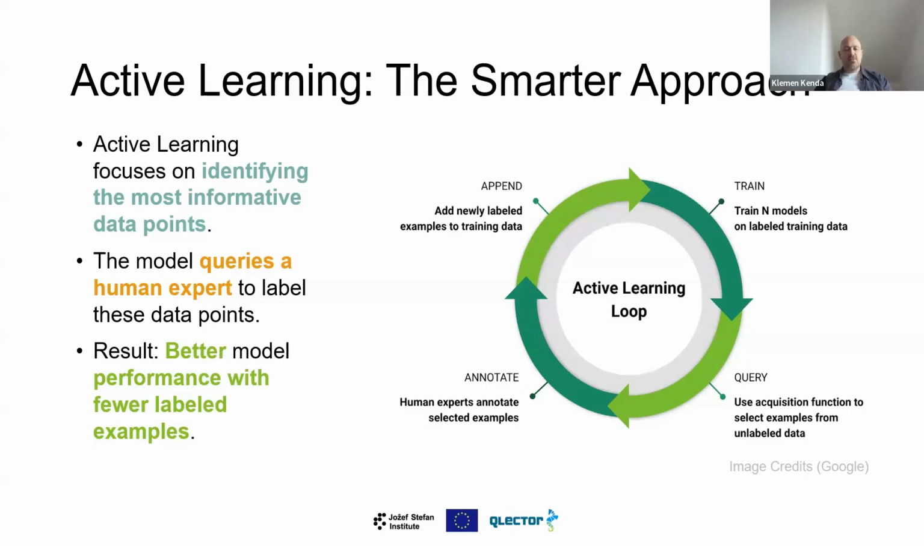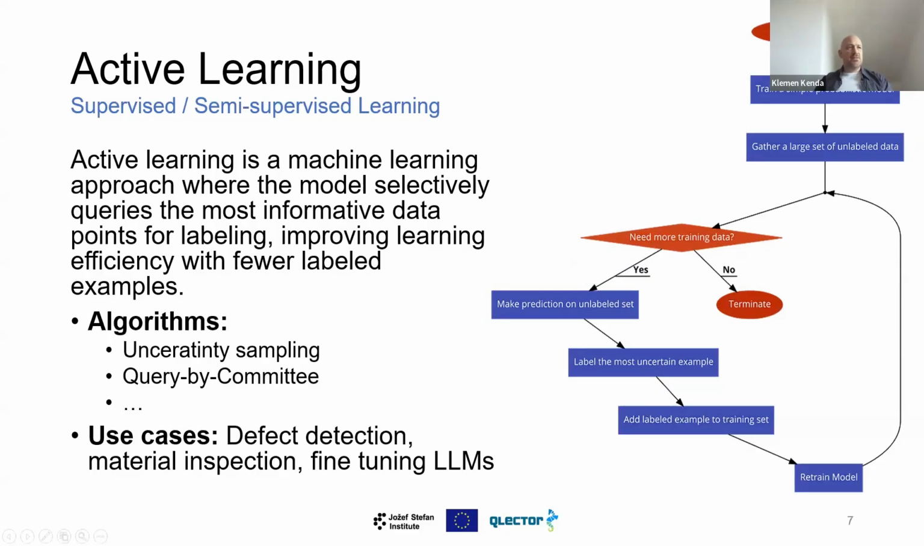So the whole idea of active learning could be to use fewer examples that need to be labeled and to come up with the same model as we would if we would label all the examples. So here we go a little bit into the detail. This diagram shows you that we start with this initial training data set.